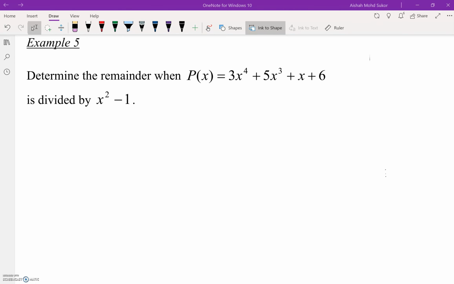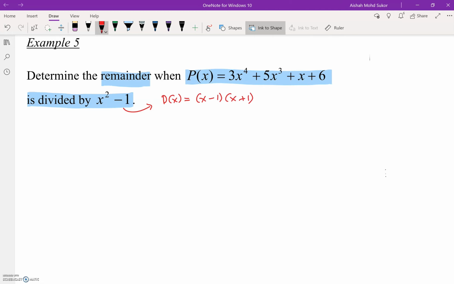Example 5. Determine the remainder when p(x) is divided by x squared minus 1. So x squared minus 1 is our divisor. We can factorize x squared minus 1 to be (x minus 1)(x plus 1). So now we have p(x) is equal to q(x)d(x) plus r(x). As we have a quadratic divisor, then our remainder will be in a linear form.